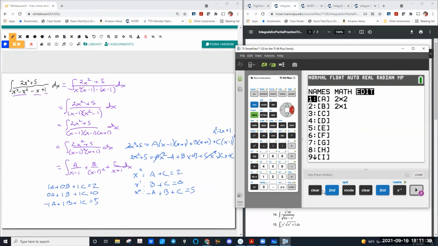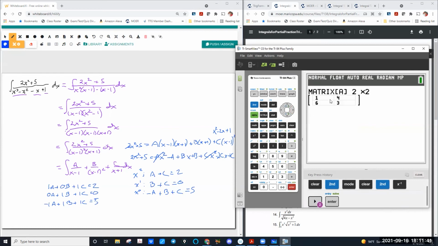If you want to use the first one, that's fine. Enter. Now what we have is rows by columns. We have a 4 by 3. Excuse me, we have a 3 by 4. Got that backwards. A 3 by 4.